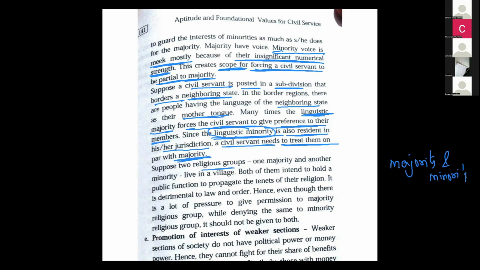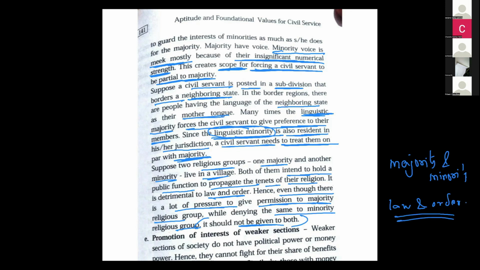Suppose two religious groups, one majority and another minority, live in a village. Both of them intend to hold a public function to propagate the tenets of their religion. It is detrimental to law and order. Hence, even though there is a lot of pressure to give permission to the majority religious group while denying the same to the minority, it should not be given to both. Because it can be a law and order problem. If you give to one and not the other, it is better that it should not be given to both, because obviously there may be a law and order situation.